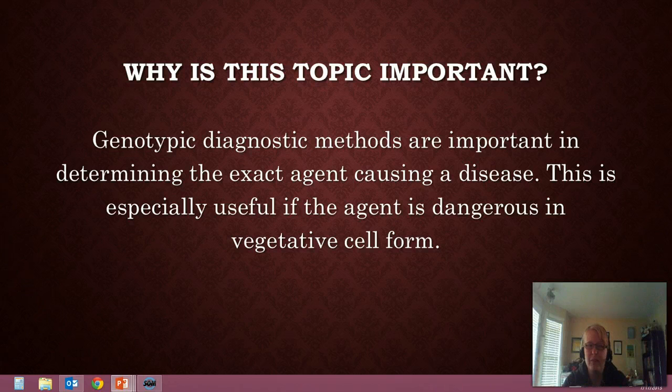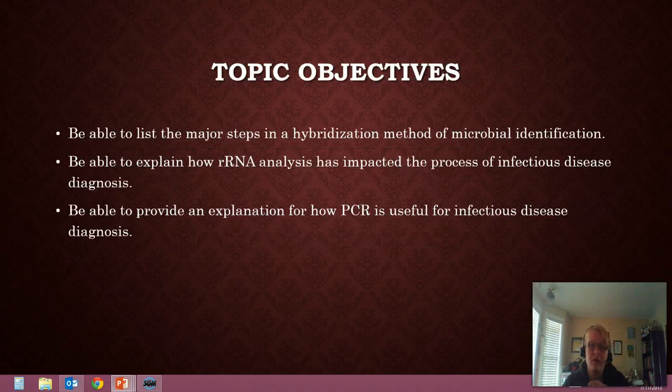Genotypic methods are really important for you to understand because this can give us the exact causing agent of disease or tell us how similar it is to something else. Another reason why we use genotypic methods is that if we don't want to grow up vegetative cells because they're a dangerous pathogen, genotypic testing will give us an identification without doing all that phenotypic work we talked about in the last topic. Here are our objectives for this topic.